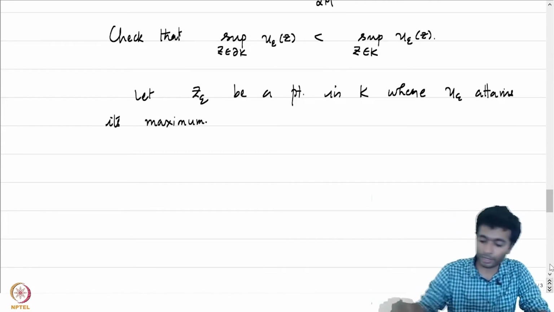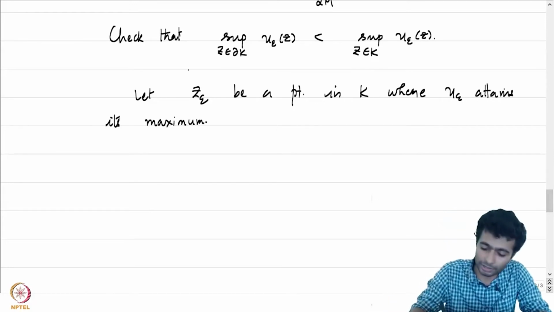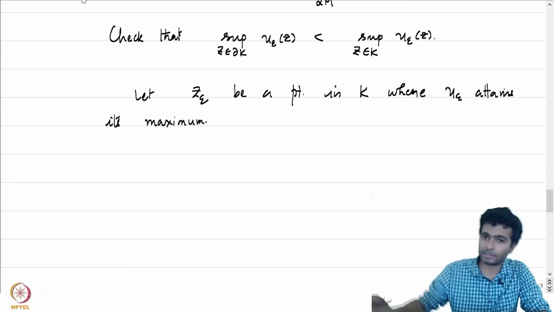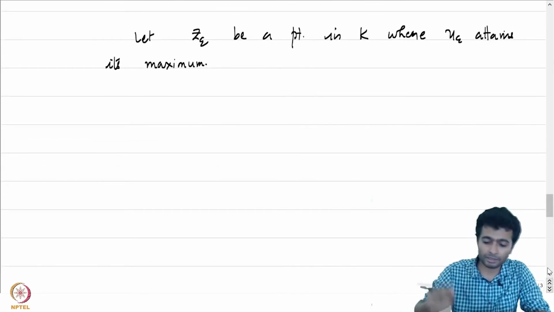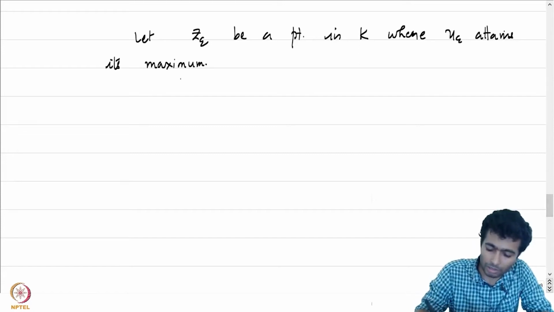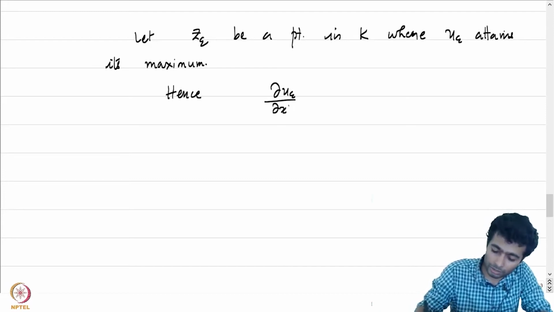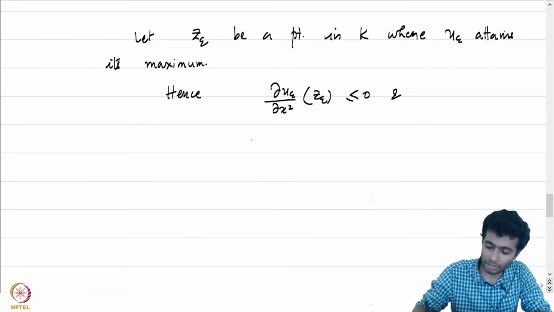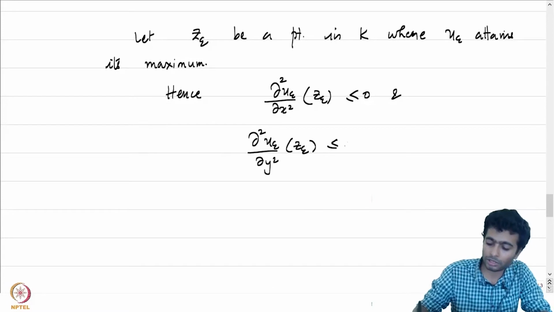So z epsilon is a point. This z epsilon might be different from the z0. We just know that this inequality is strict, and that means that there is some point. So let's call that point z epsilon. And by a very similar argument as above, this is a point where the maximum is attained. Hence, dou square u epsilon by dou x square at z epsilon is less than or equal to 0, and dou square u epsilon by dou y square at z epsilon is also less than or equal to 0.